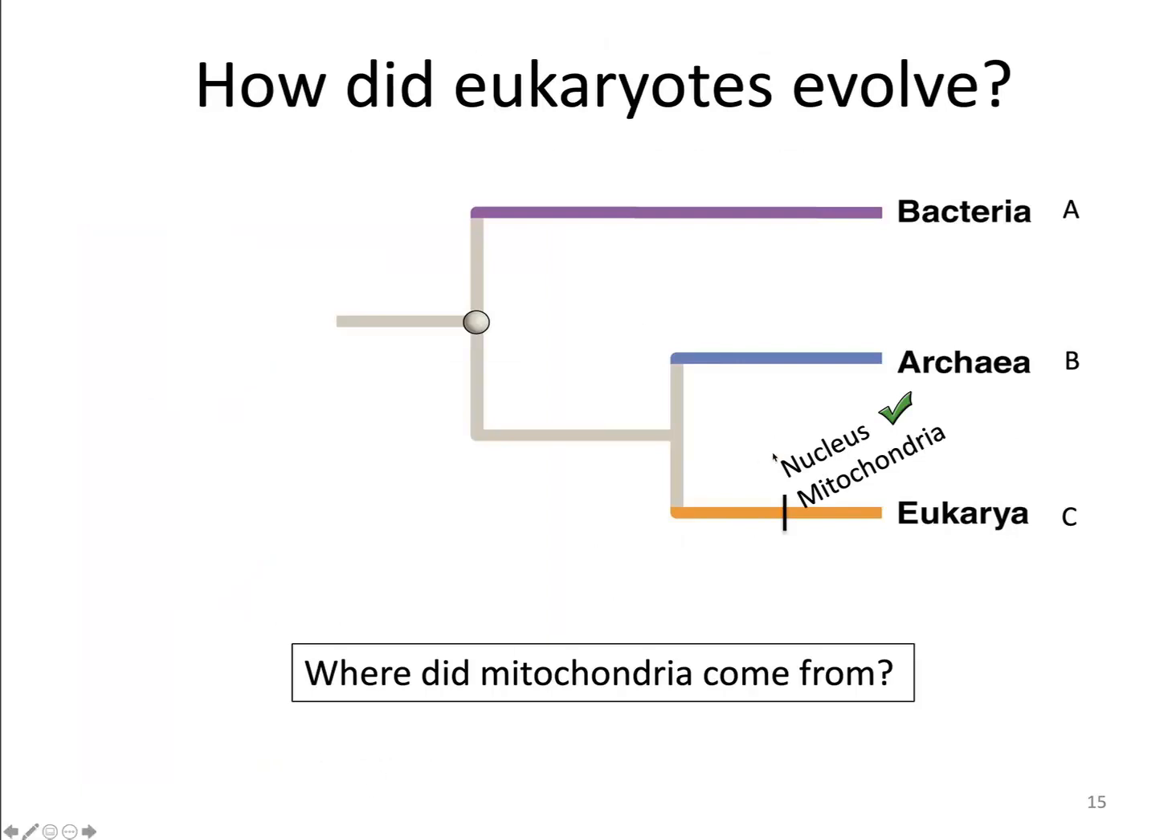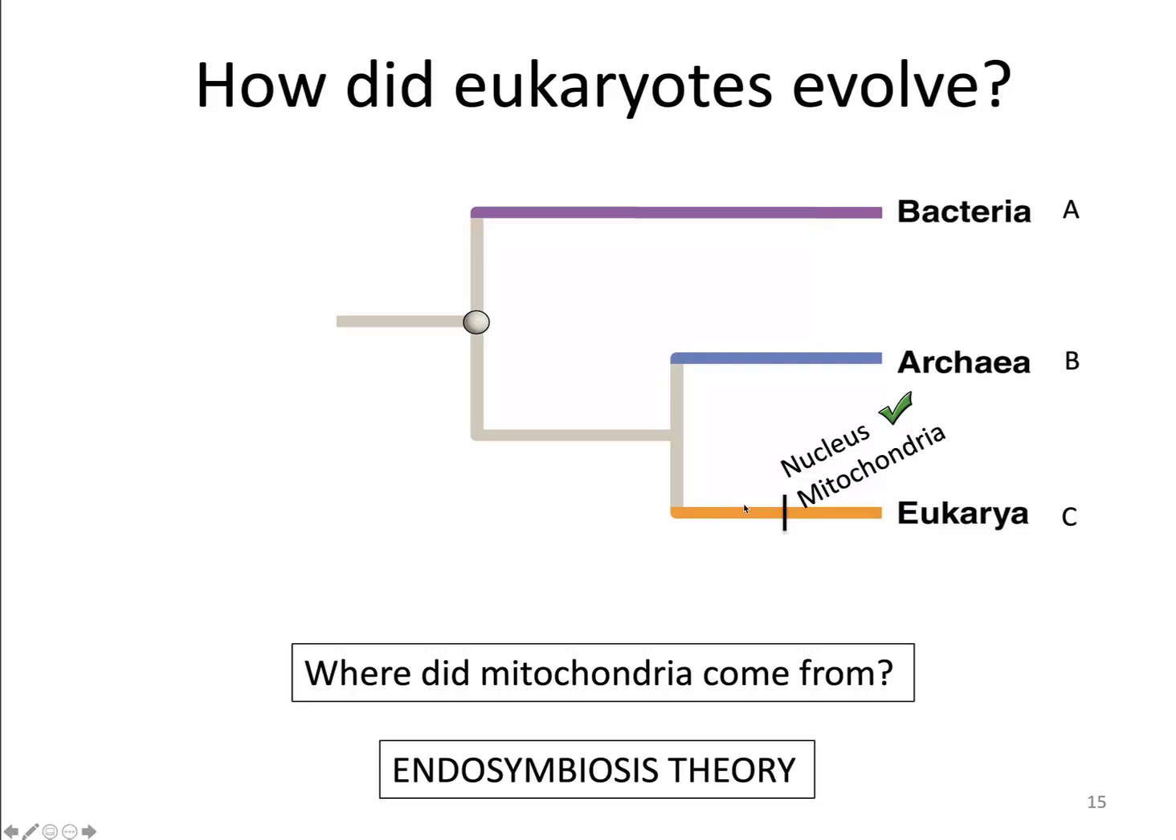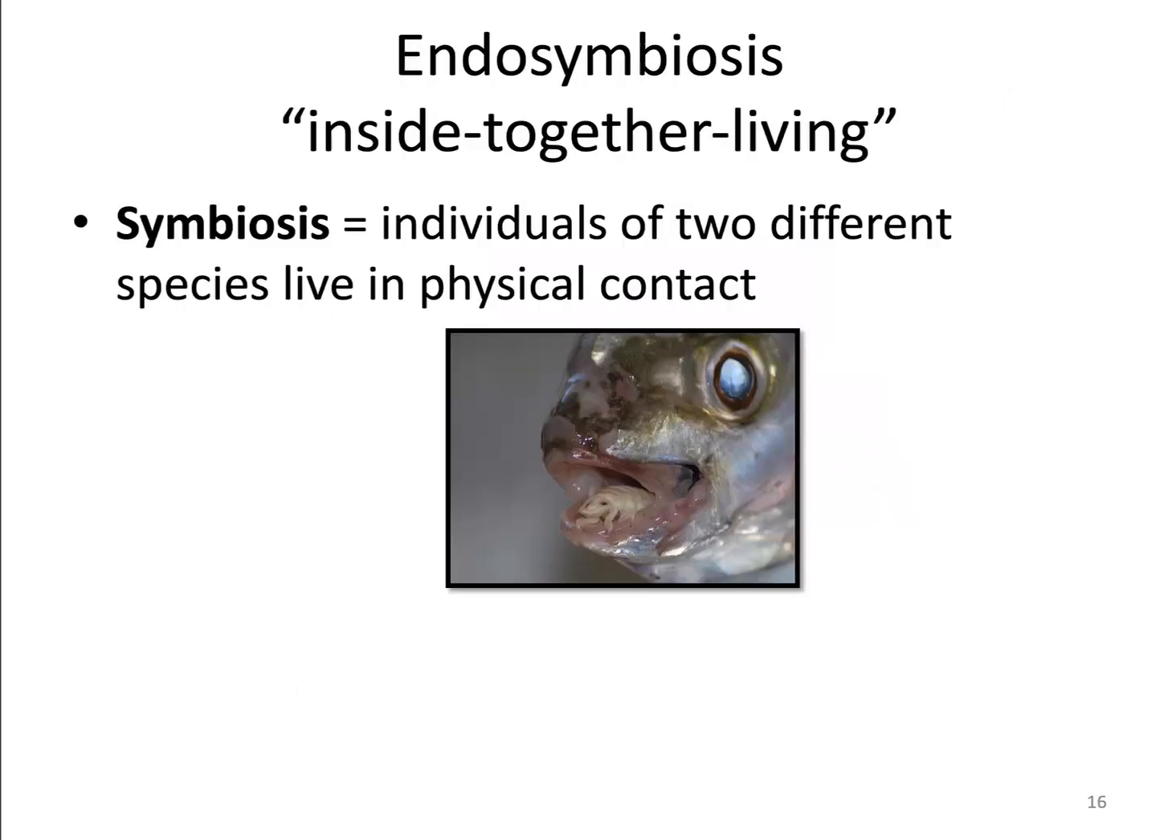So we've talked about one hypothesis for how the nucleus formed. Let's talk about hypotheses for where mitochondria came from. And that specific hypothesis is something called endosymbiosis theory. So endosymbiosis roughly translates to inside together living. In symbiosis, the definition of it is individuals of two different species that live in physical contact with one another.